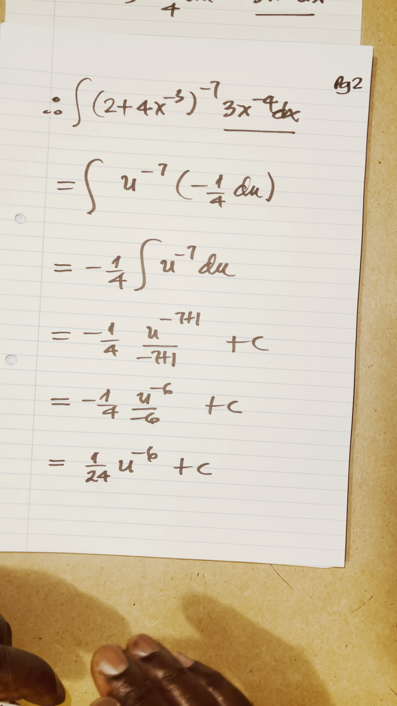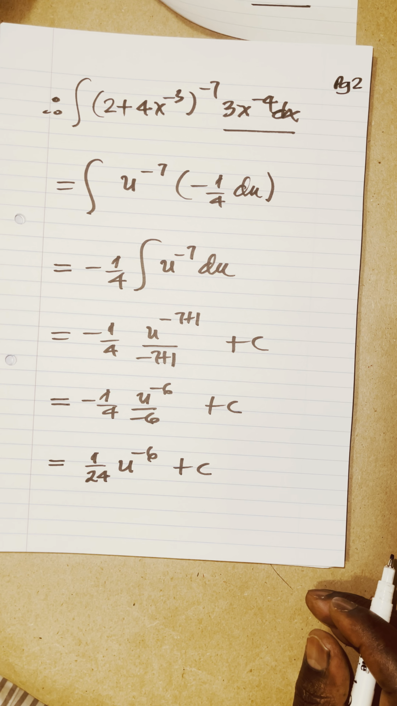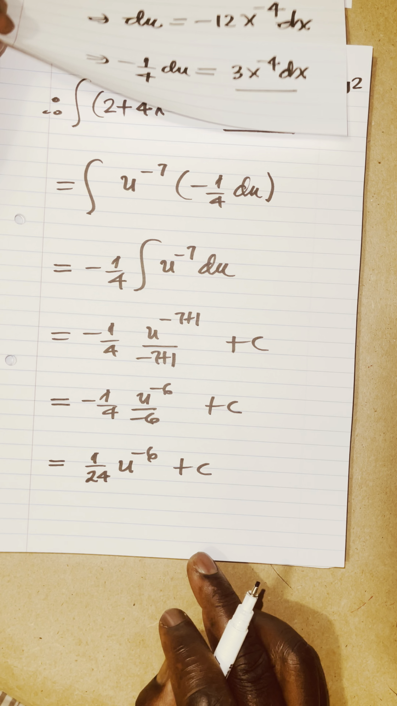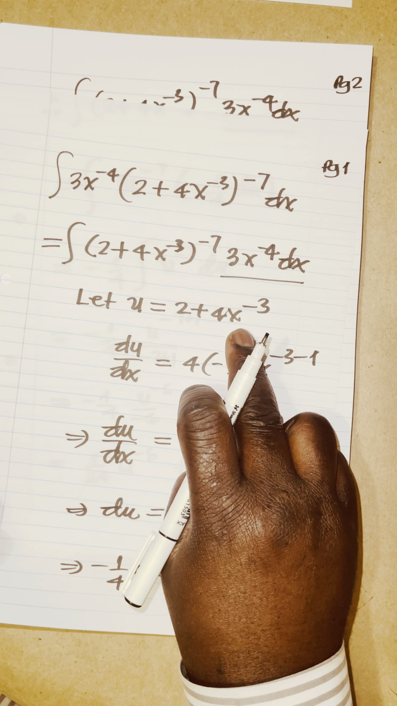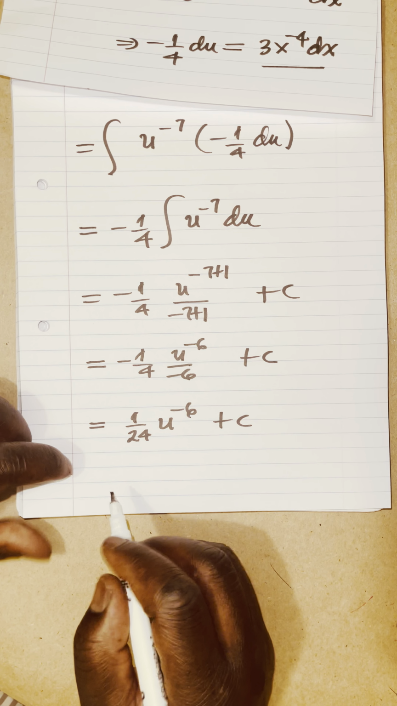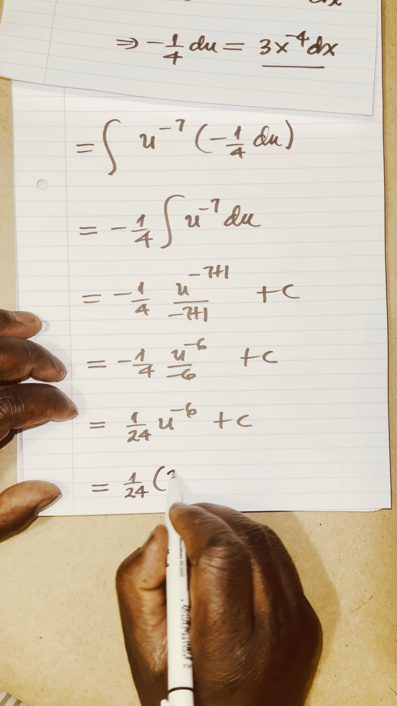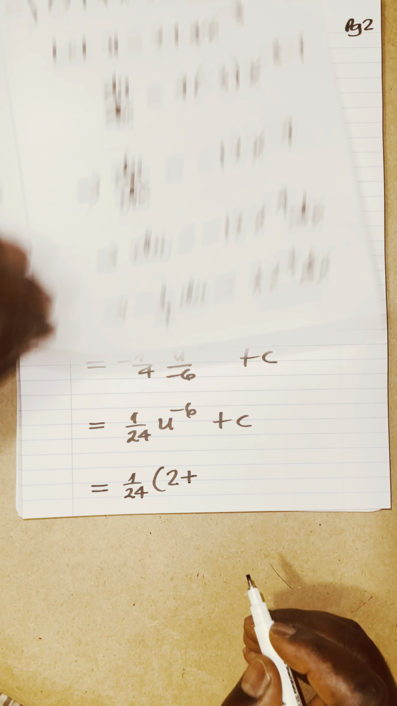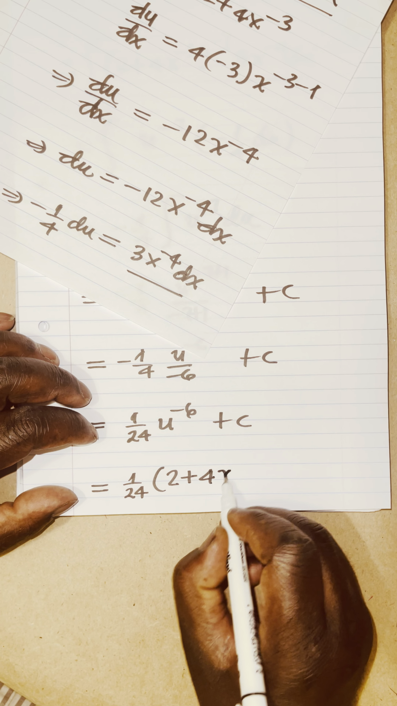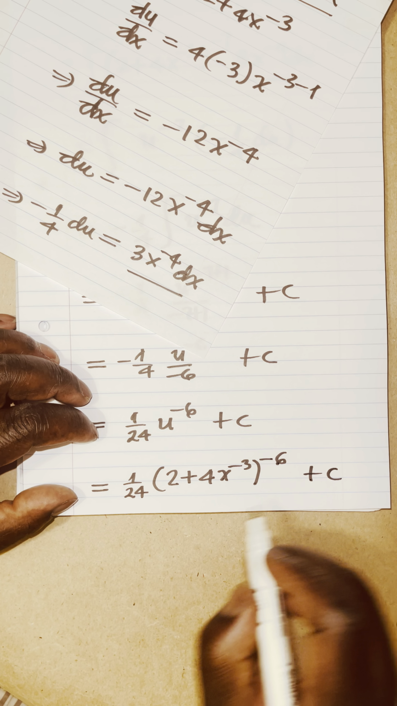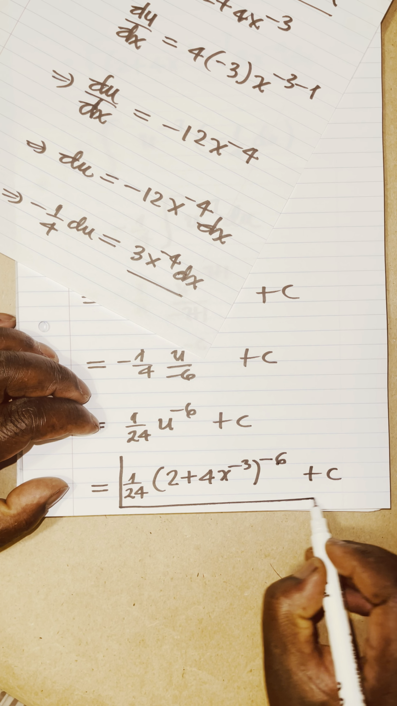But we have to revert to our original variable. What is u with respect to x? This is the expression, so we have to take this and put it in that place. Remember, it's 2 + 4x^-3. So this, as our final solution, is going to be equal to 1/24 (2 + 4x^-3), the whole of this raised to the power -6, and then plus c. So this is our final solution to our integral.